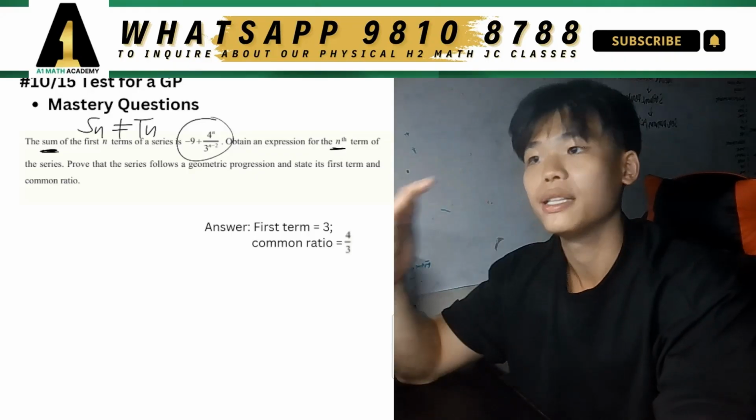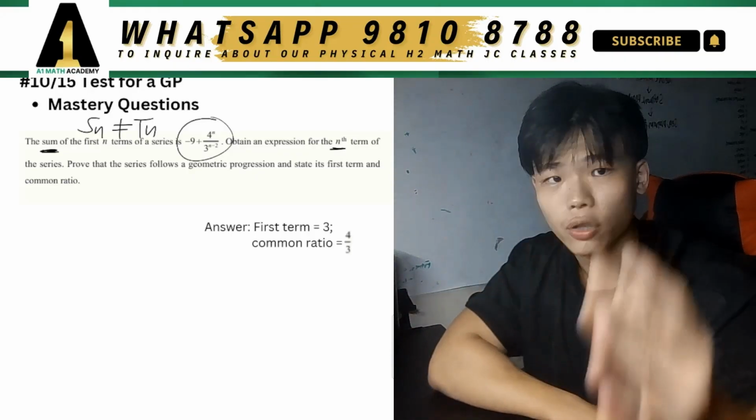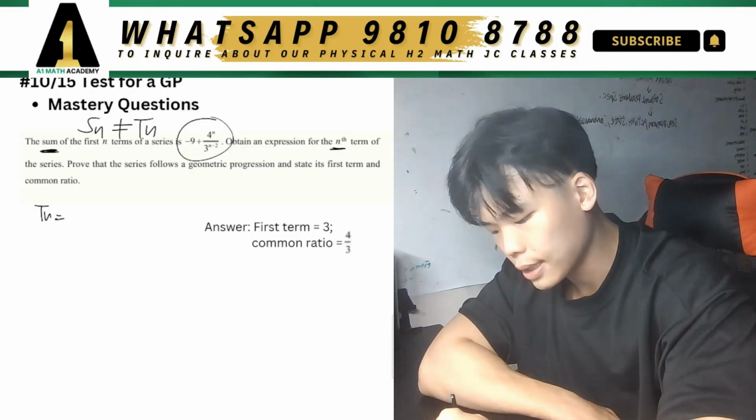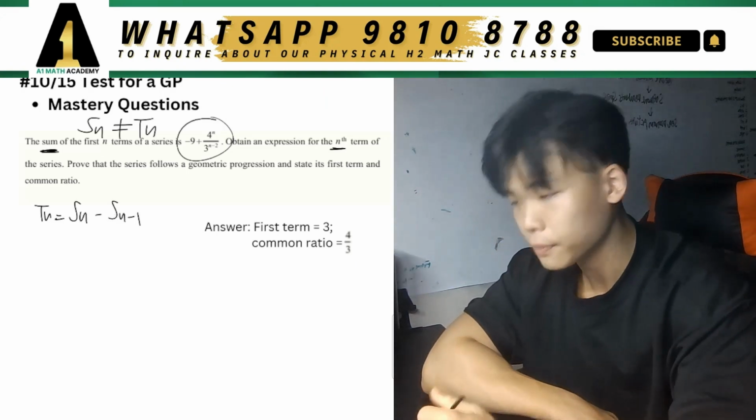We need to first find out what is the general term. So same concept as before. We know that Tn is basically Sn minus Sn minus 1. And why is that the case?